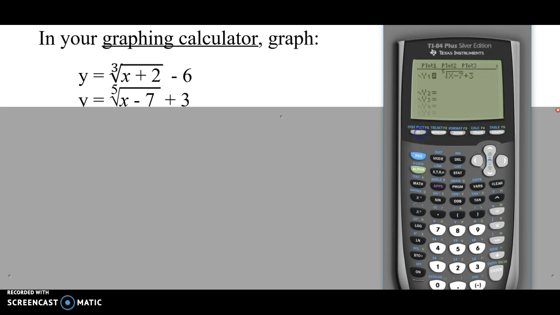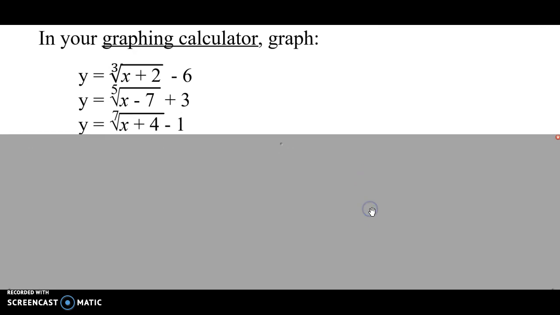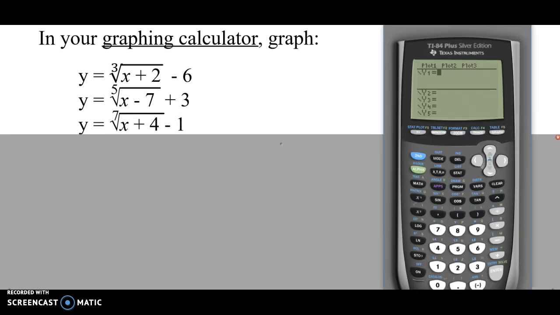Okay, now go back to y equals. It's so smashed in that your calculator struggles to graph it. Now let's do the seventh root. So do 7, math, 5. The seventh root of x plus 4, minus 1, and then hit graph.